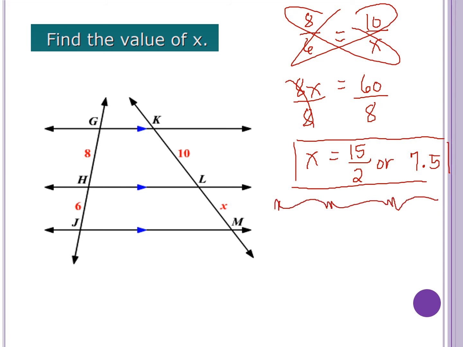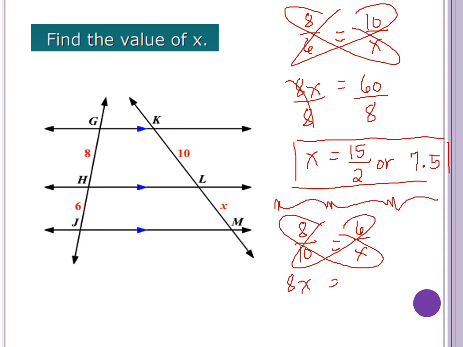Another solution, we can write 8 is to 10 is equal to 6 is to x. Cross multiply, 8x is equal to 60. Again, divide both sides by 8. X is equal to 7.5.